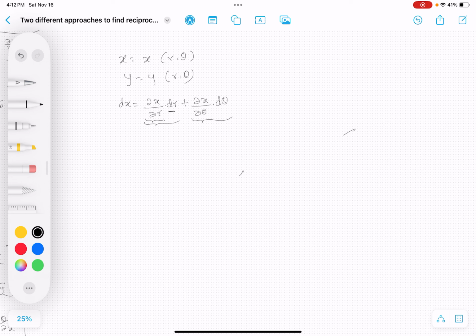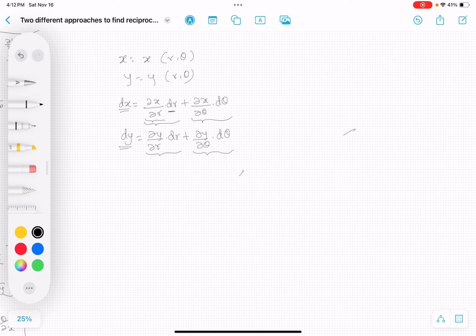So similarly, we also get that dy will be equal to the change in y due to r times dr plus the change in y due to theta times d theta. I mean the rate of change in y due to theta times d theta. So this is the amount of change in y due to r, and the amount of change in y due to theta. So it gives the total change in y, and the total change in x, right?